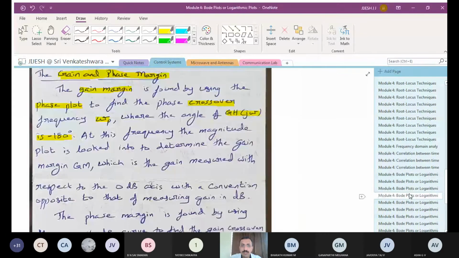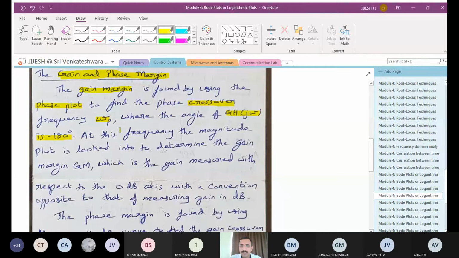In order to find the gain margin and phase margin, we use the phase plot. So both the plots you have to draw simultaneously, that is the magnitude plot as well as the phase plot. Once you draw both the plots, then only you can find the gain margin as well as the phase margin. So gain margin is found by using the phase plot to find the phase crossover frequency omega p, where the angle of GH(j omega) is minus 180 degrees.